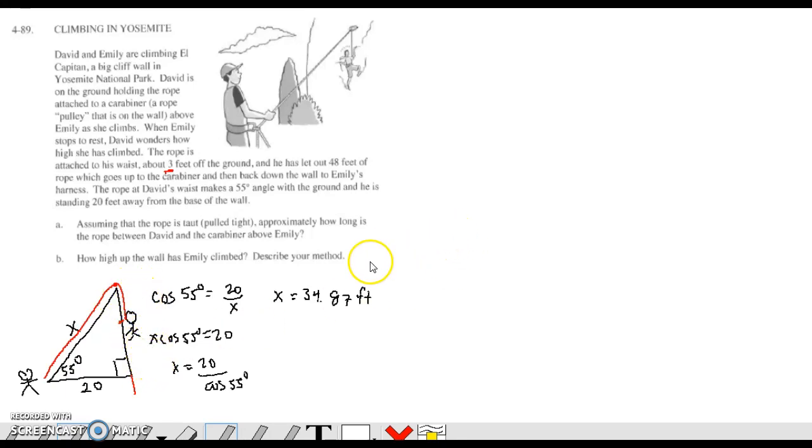Okay, so if I build a new triangle, right, and I'm going to put in what I know so far. So again, 55, this right angle. So we're going to say that this is 34.87 now. We still know that that's 20. Okay, and David is 3 feet off the ground. So we'll pretend that that's my 3 feet. So right now what I want to do is find this guy. So I'm going to call it y.